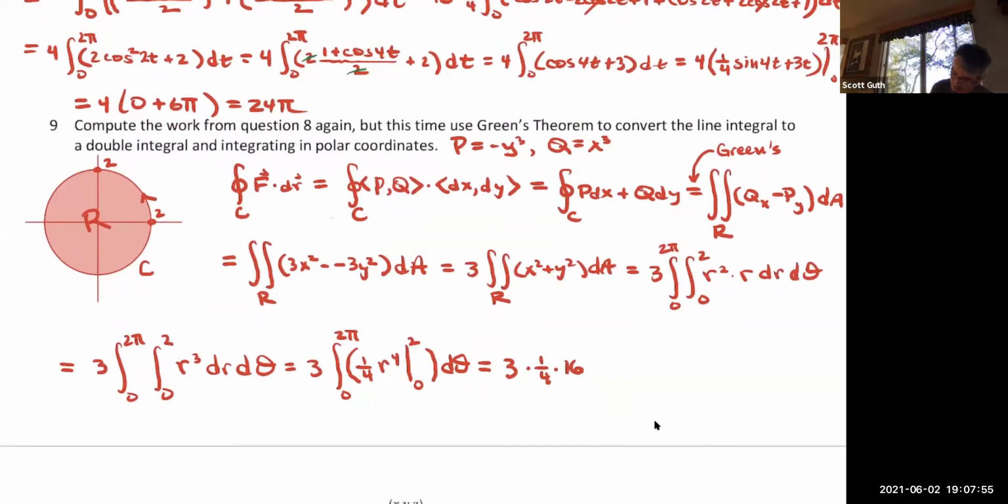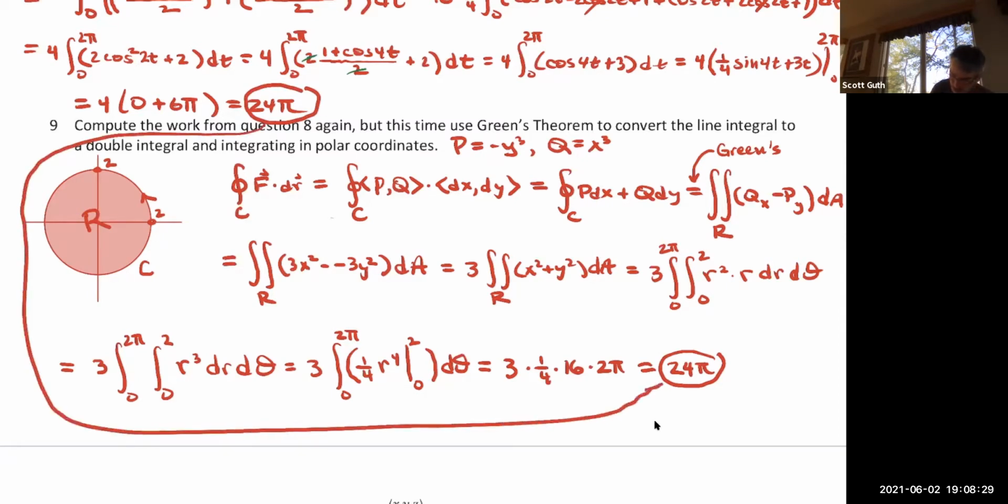Anyway, so the 3 times one-fourth times 2 to the 4th, that's 16. And then the integral from 0 to 2 pi of d theta would just be 2 pi. So this is going to be 3 times 4, which is 12, times 2 is 24 pi. And this should be exactly the same answer as what we got before. They are the same problem, just done with different tools. Okay, any questions about that?